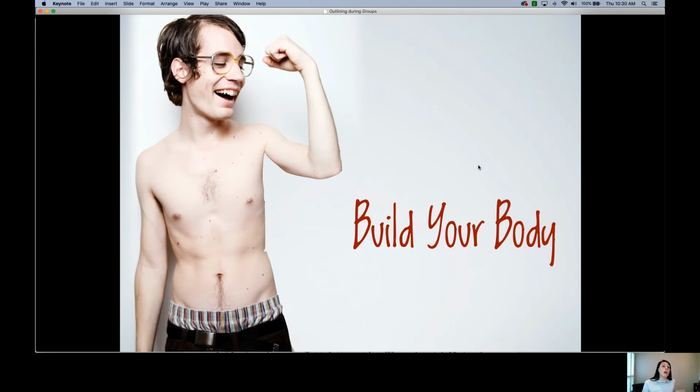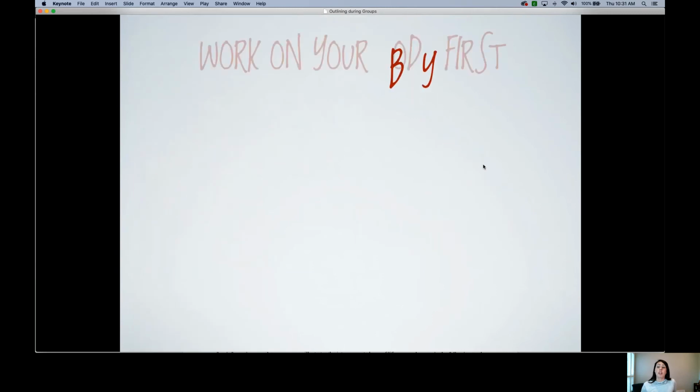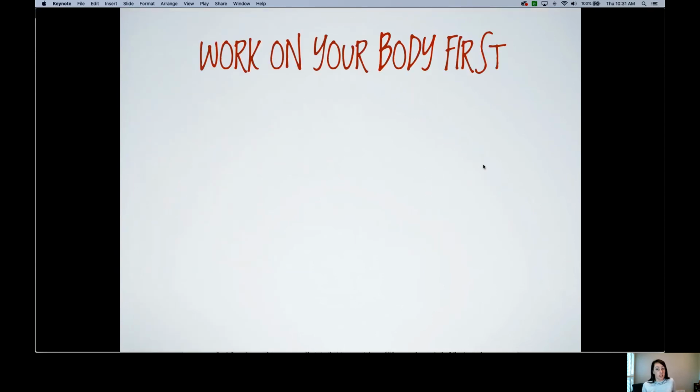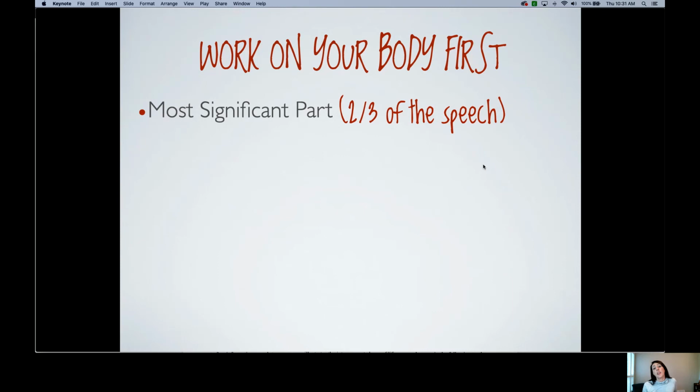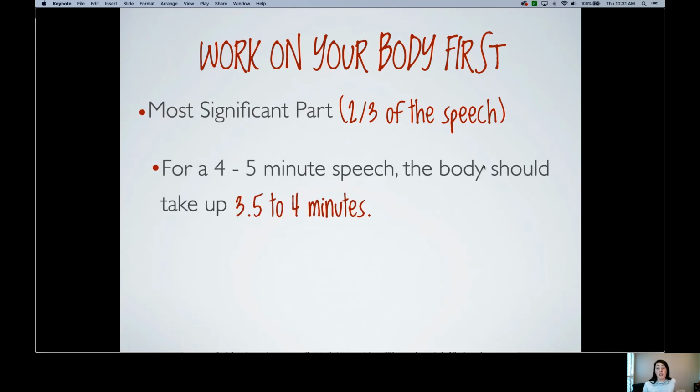But we want to jump into the introduction, right? Because it's the first thing you're gonna say. But that's not what we're going to do. We're going to build the body first. And so we need to take a few steps and make sure that we have taken care of the body, because it's the most significant part of the speech.